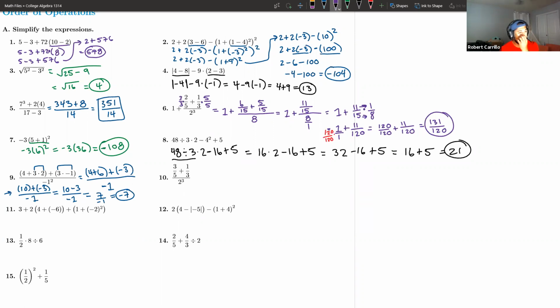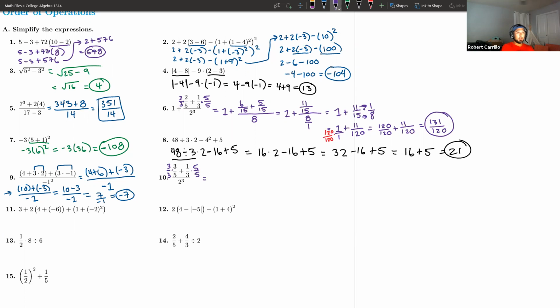All right, 10. It's like number 6, but there's going to be one less step. Number 10, you have 3/5 plus 1/3 over 2 cubed. So the first thing we want to do is add these two fractions together. And what is the common denominator between 5 and 3? 15. So we multiply the first fraction by 3. We multiply the second fraction by 5.